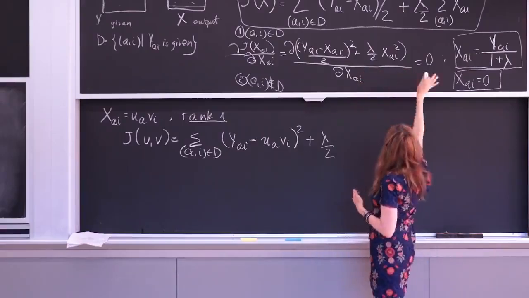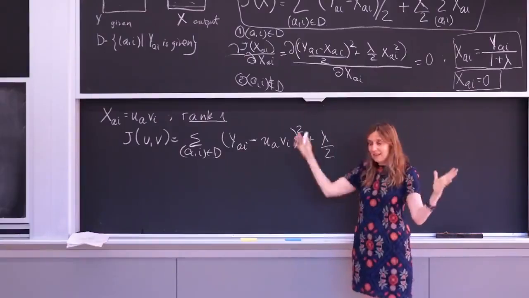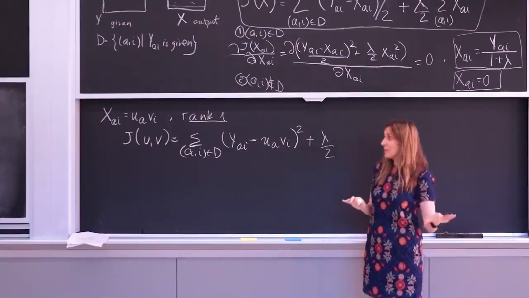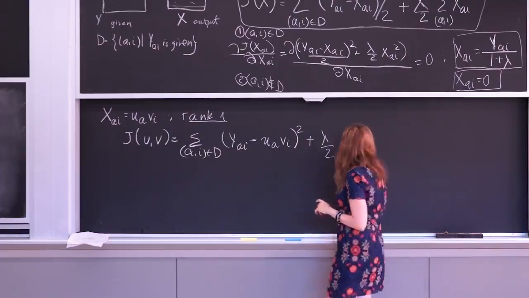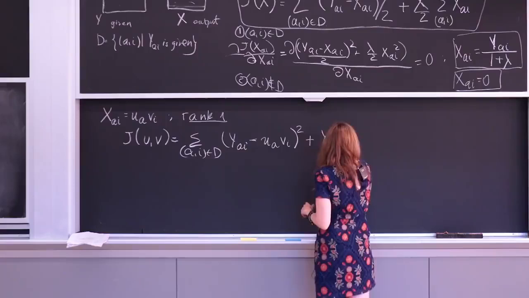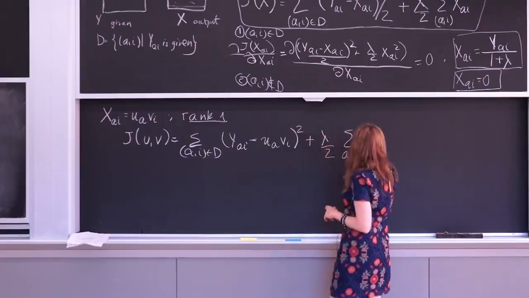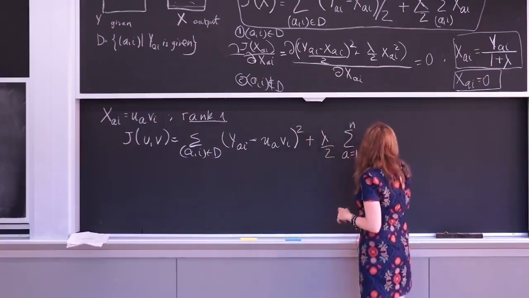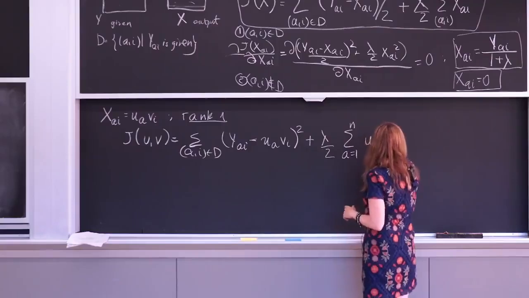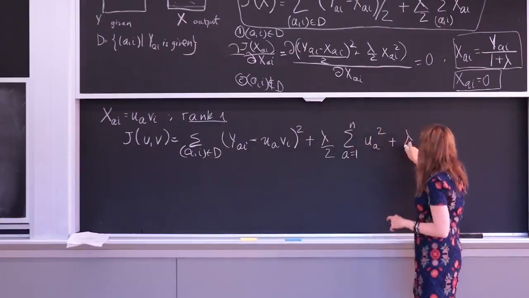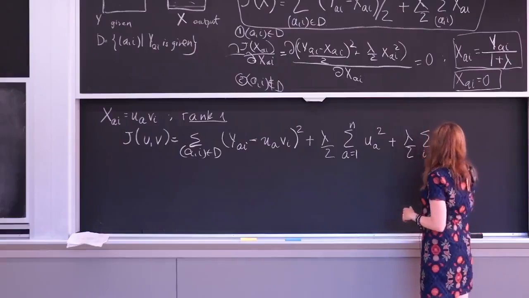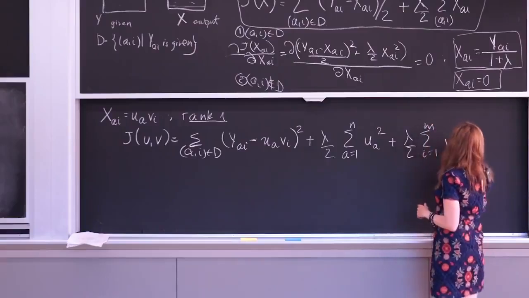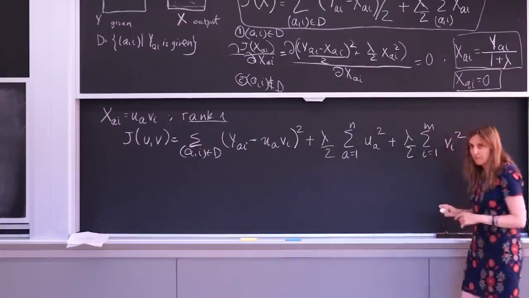Previously, we had vector x, and we looked at it as a whole. Now we separately control for u and for v. And so here we're going to go a from 1 to n, u_a squared plus lambda divided by 2, i from 1 to m, v_i squared.